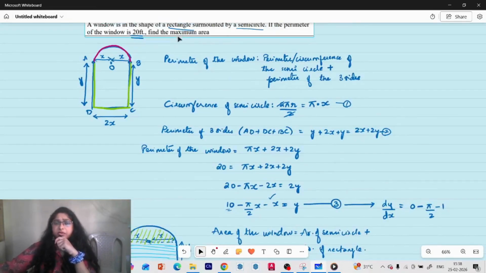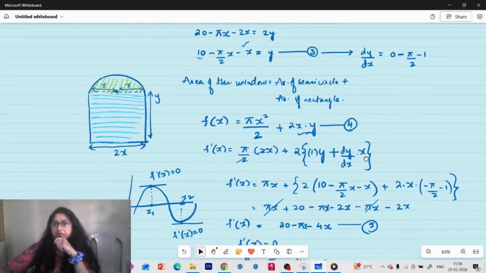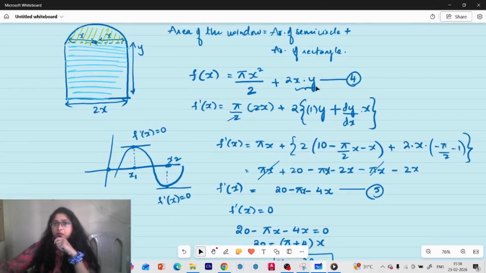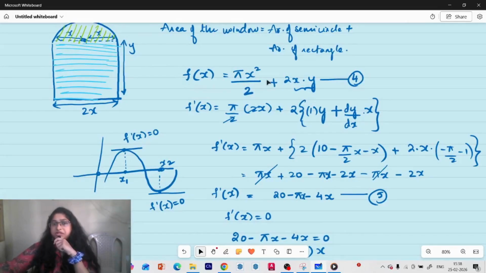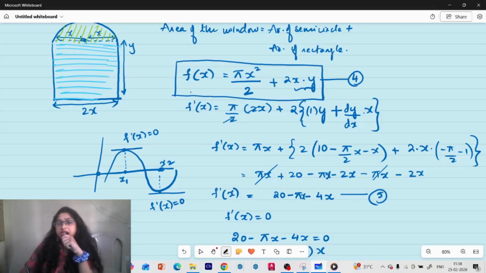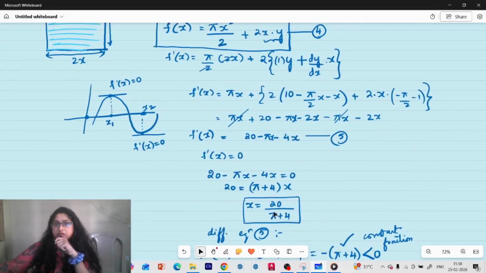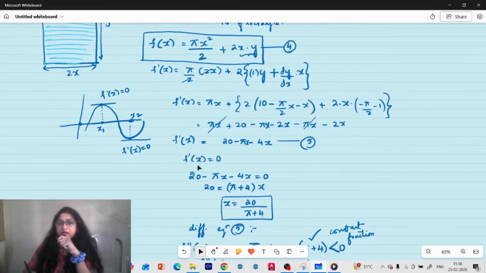And so what can you do? You have to find out the maximum area. So once you got x, you need to find out y also, and then you can substitute in this area function, which is equation 4. Equation 4 is the equation which gives you the area of the window, and the maximum value is what we have to find out. So we can substitute the value of x that we just got. Okay, so for this value of x, let's find out the value of y.